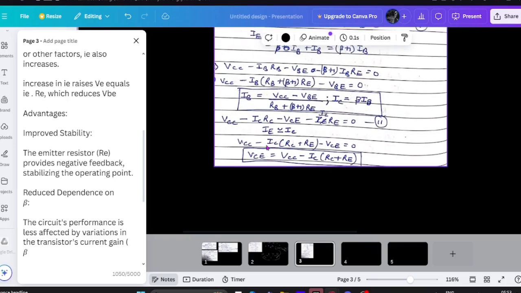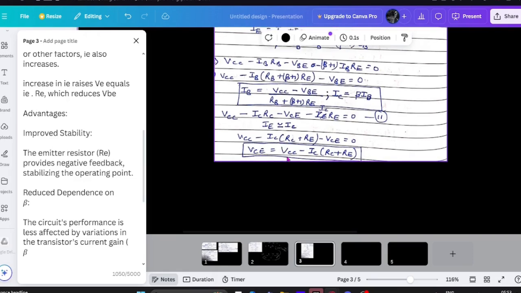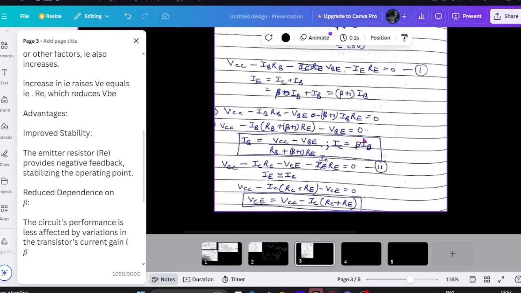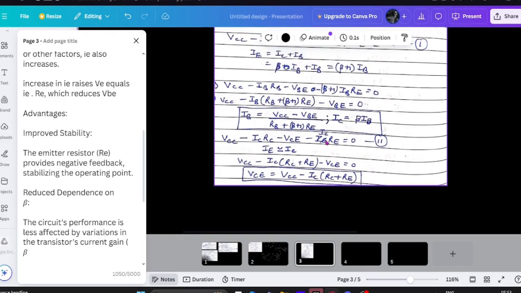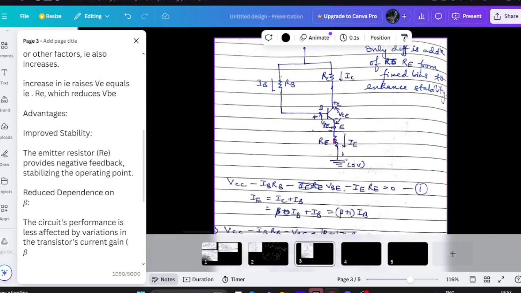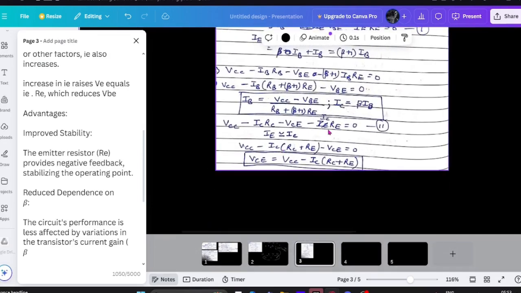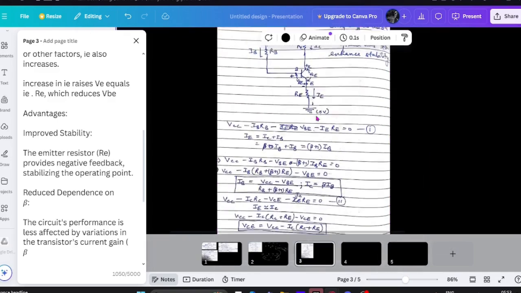So all in all, the equation becomes VCE, that is the collector emitter potential difference, is equivalent to VCC, that is the collector potential, minus IC (RC plus RE). This is basically the equation that is needed to solve any complex numericals or circuitries based on this particular configuration. And yeah, this is pretty much all about the circuitry that is involved in emitter bias configuration.